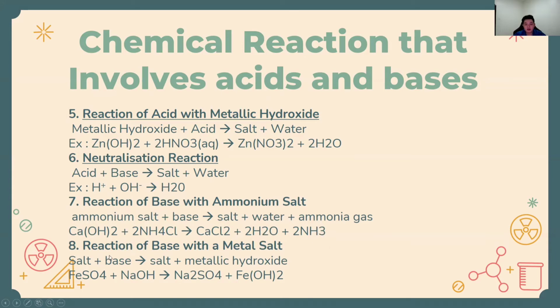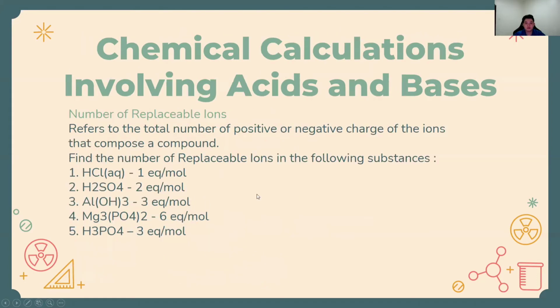The last chemical reaction is the reaction of base with a metal salt. Salt + base = salt + metallic hydroxide. So the example is FeSO4 + NaOH = Na2SO4 + Fe(OH)2.